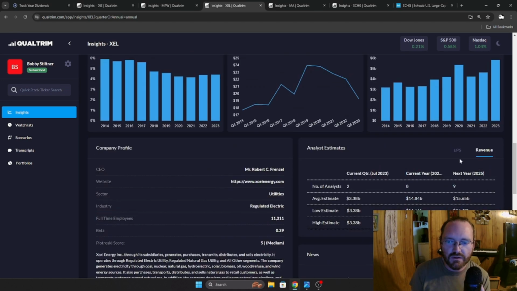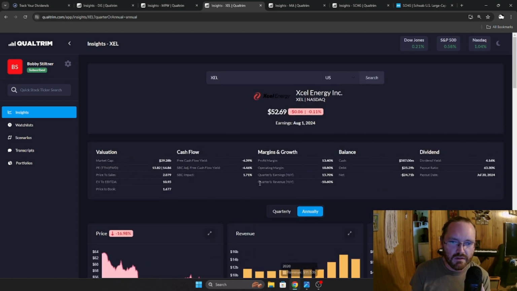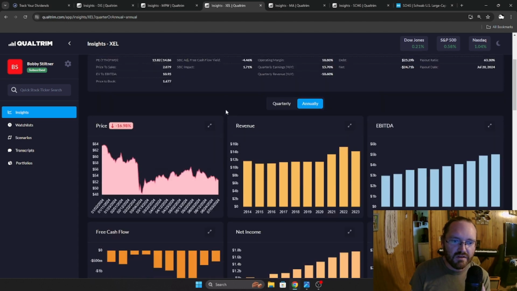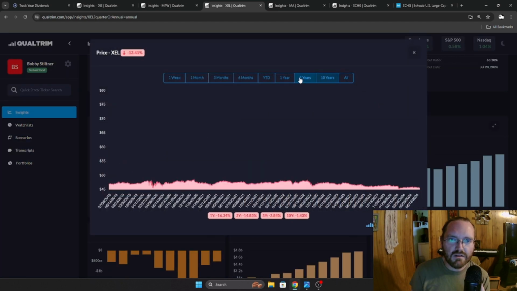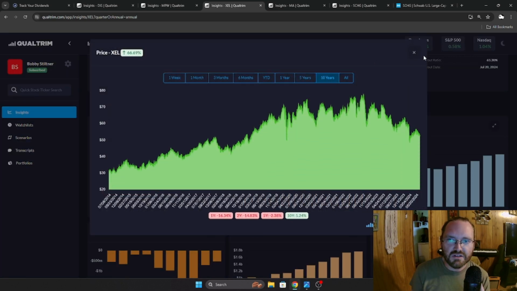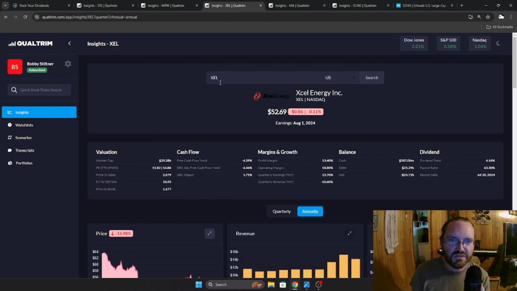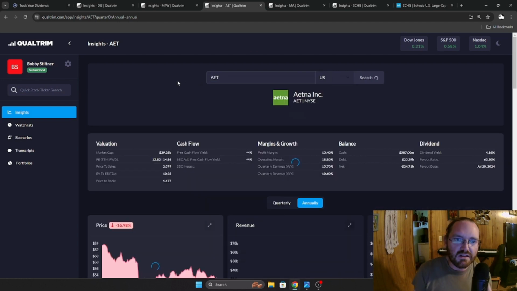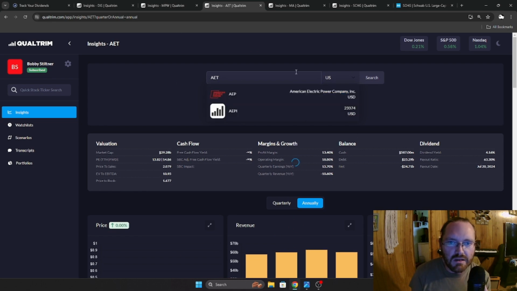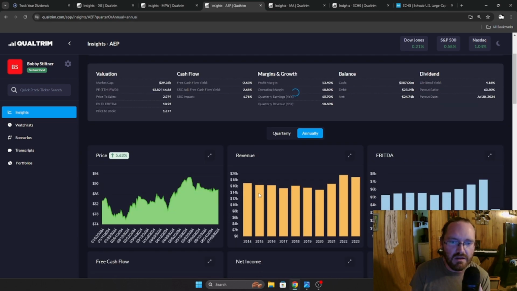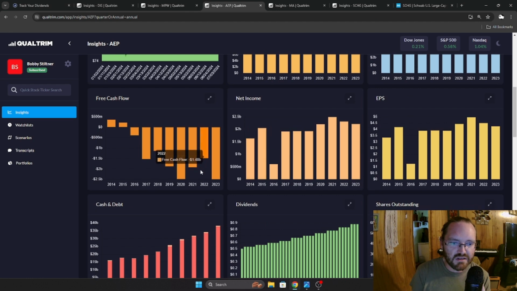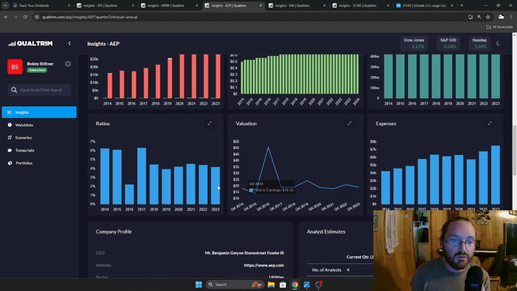If you were dead set on adding a utility, XL has had a rough time, but I think this is an excellent utility to have. Over the last 10 years, up 66.69%. Another popular one that I see a lot of, not AED, it's AEP, American Electric Power. This is one I see a lot of people that own a utility holding.